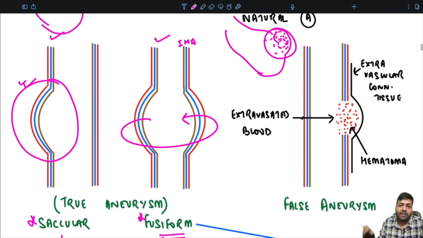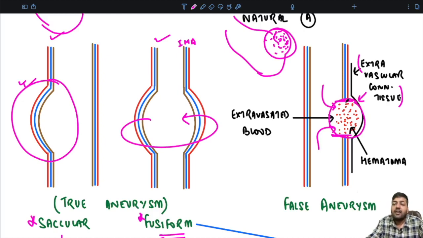So to give you an example with the help of this diagram, as you can appreciate, over here you can see that there is a defect in the vascular wall, and whatever blood was there has gone out. Now it has been stopped by extravascular connective tissue. You can see in black I have shown the extravascular connective tissue, and this localized collection of blood is called a hematoma. So there is a formation of a hematoma over here, and the containment is not by the vascular wall, rather by the extravascular connective tissue. So this is called a false aneurysm, also known as a pseudoaneurysm. I hope this concept is very clear to everyone.